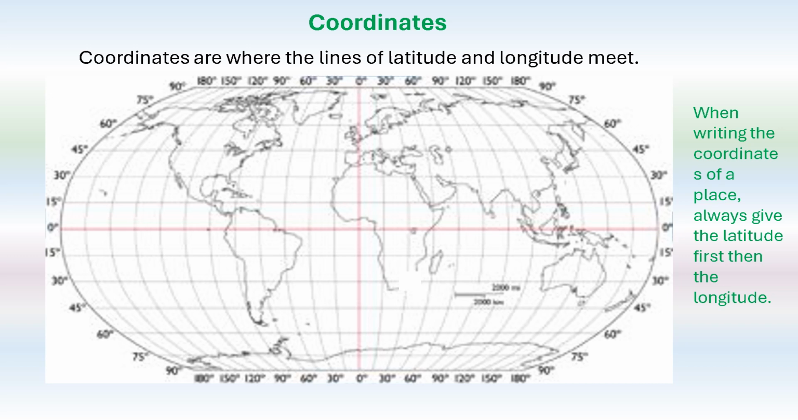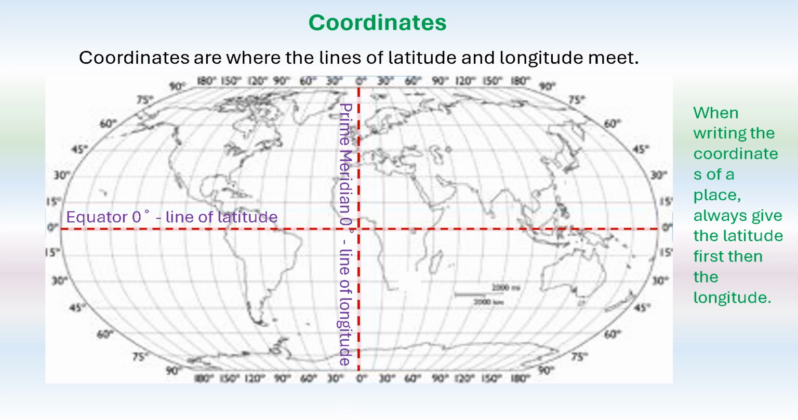Now we start by identifying the 0-degree line of latitude, which is the equator. Then we look at the prime meridian, which is the 0-degree line of longitude, and we know now we want to calculate the coordinates for A. Because we identified the latitude and longitude, we know A is in the southeastern hemisphere.